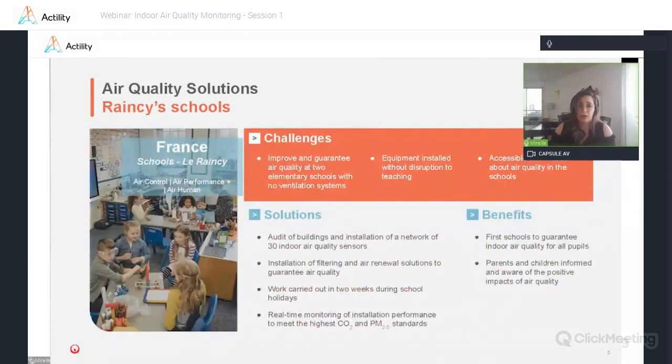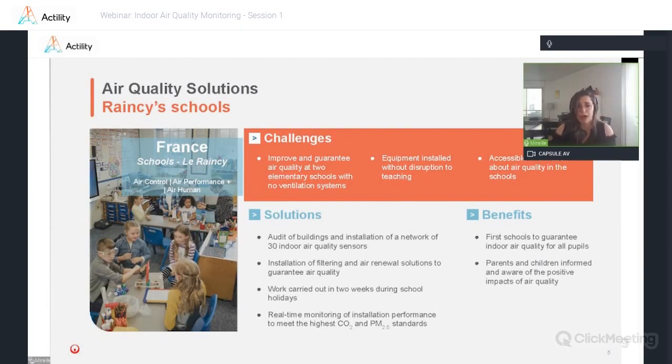Here's an example where we apply these three offers in 2 schools at LoRaWAN City. As you know, school air quality is a major health concern for both municipalities and parents, especially in the light of the current COVID-19 pandemic. There were many challenges to overcome, but the main ones are to guarantee a good indoor air quality in unventilated schools, to set up the solution without disruption to teaching, and to communicate accessible information about air quality and the solution for students.